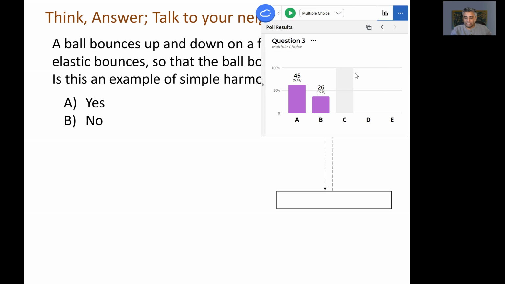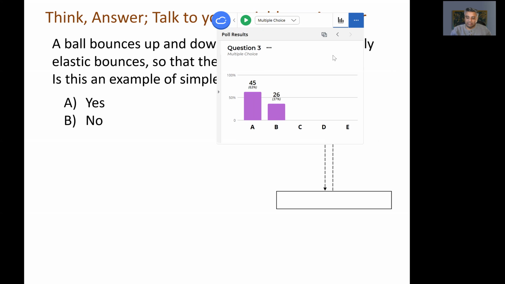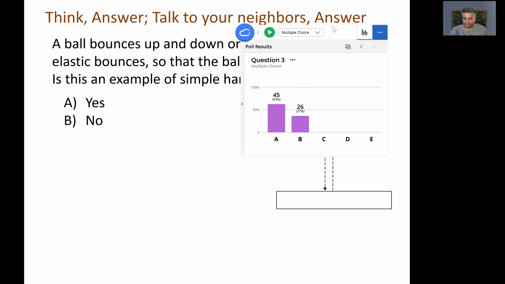So we got mostly yes, but some no. So let's say, like most of you, I'm thinking A as the correct answer. Am I right or wrong, and why? Did I see a hand somewhere?